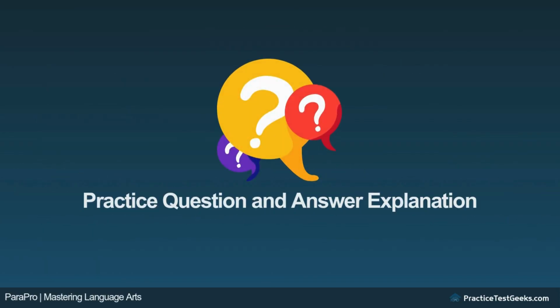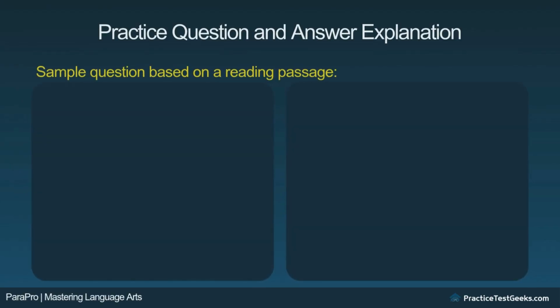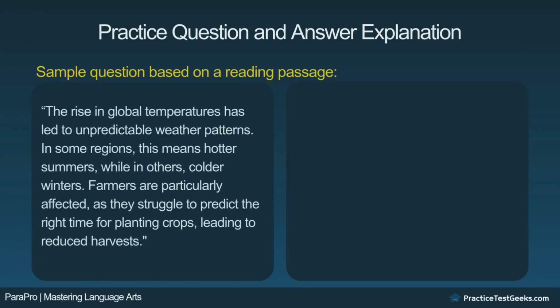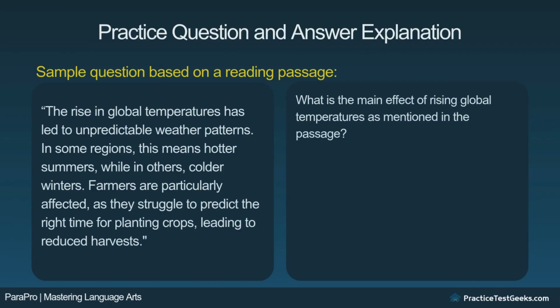Practice question and answer explanation. Here's a sample question based on a reading passage. The rise in global temperatures has led to unpredictable weather patterns. In some regions, this means hotter summers, while in others, colder winters. Farmers are particularly affected as they struggle to predict the right time for planting crops, leading to reduced harvests. Question: what is the main effect of rising global temperatures as mentioned in the passage?